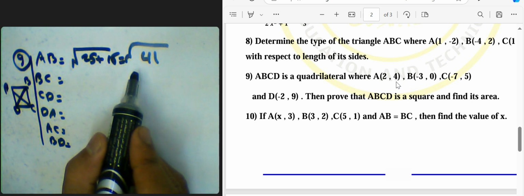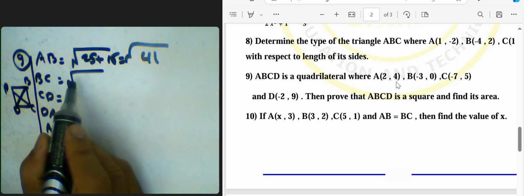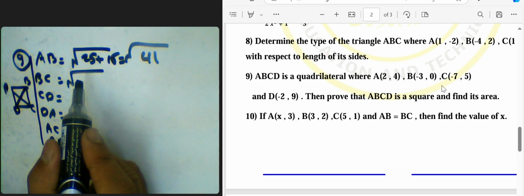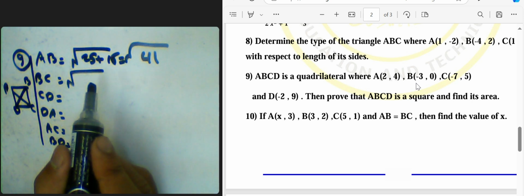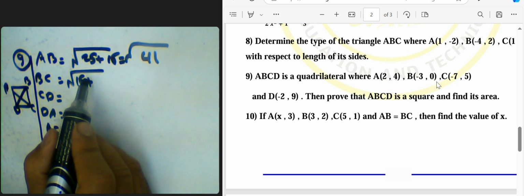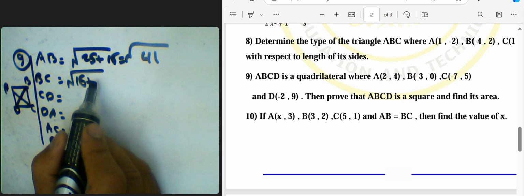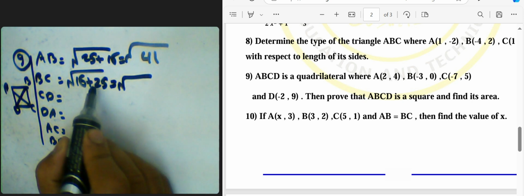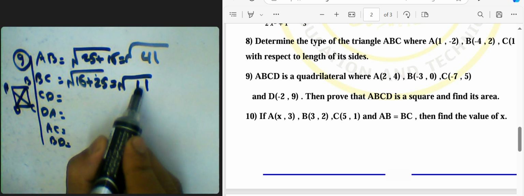The result will be the square root of 41. And what about BC? B and C here: negative 3 minus 3, negative 3 plus 3 equals negative 4, squared equals 16. And 5 minus 0, 5 squared equals 25. The square root of 16 plus 25, which is 41.